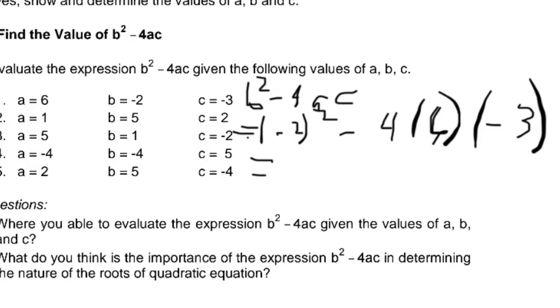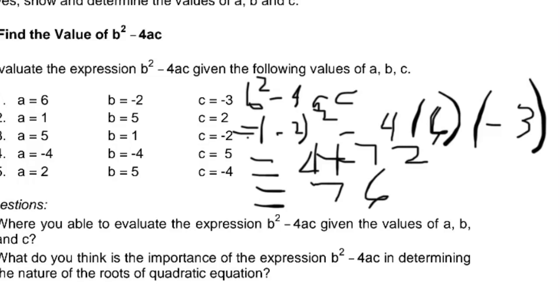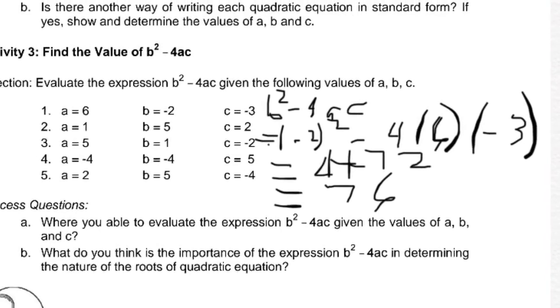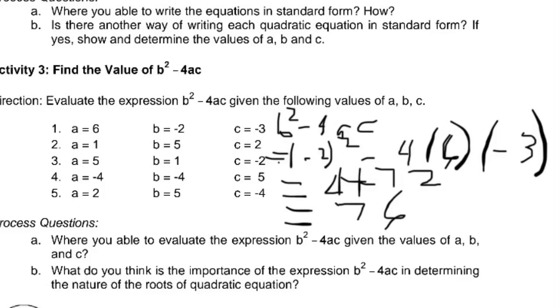Negative 2 squared equals 4, minus 4 times 6 is 24, times negative 3. So negative 24 times negative 3 is positive 72. So this is plus 72. 4 plus 72 equals 76. So the value of b squared minus 4ac for number 1 is 76. Then you're going to do the same with numbers 2 to 5.